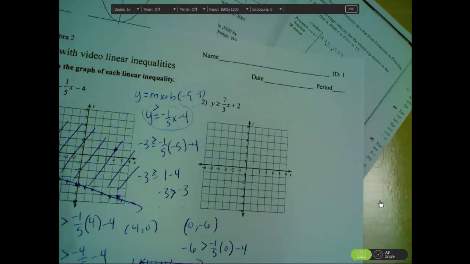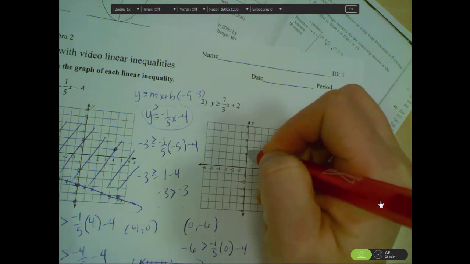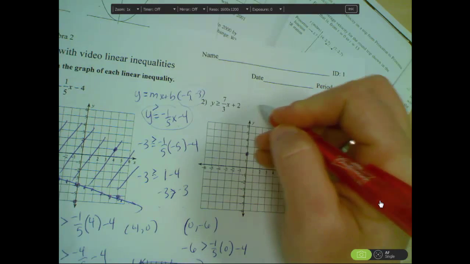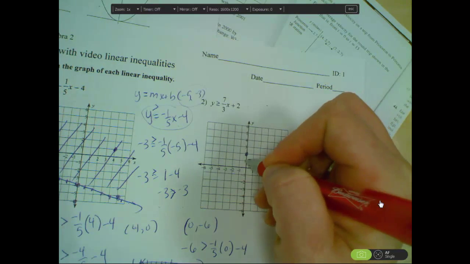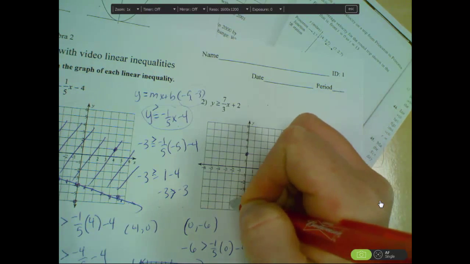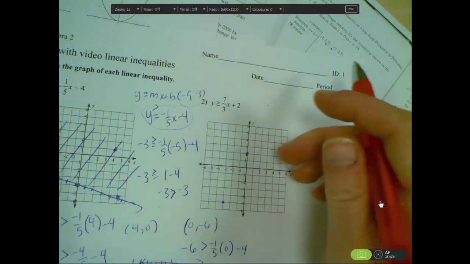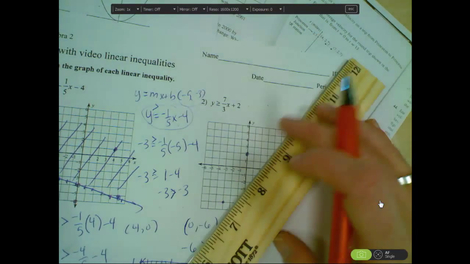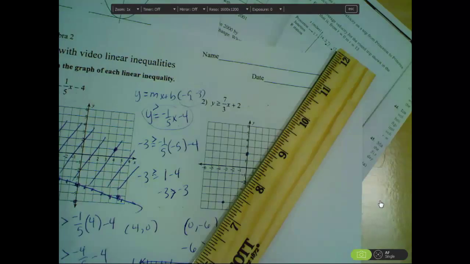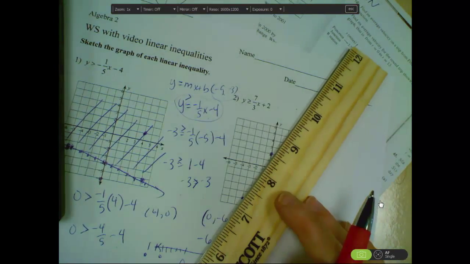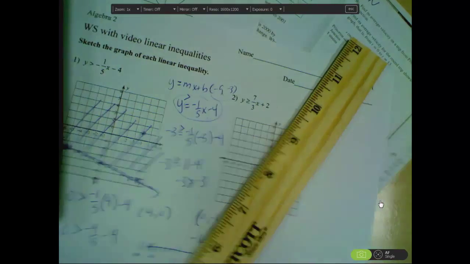Let's try this one. Again, it's already in y equals mx plus b form, so we're just going to start at positive 2, and we can't go up 7 and right 3, so we're going to go down 7 and left 3. Remember, it's the same thing. Up and to the right is the same as down and to the left. This time I'm going to use a ruler because I'm being a good math student. Except my camera's in the way.